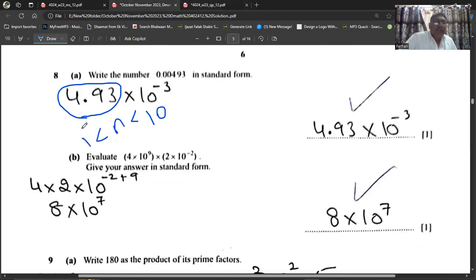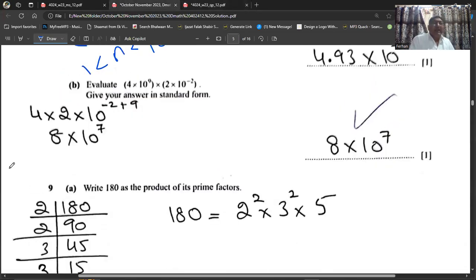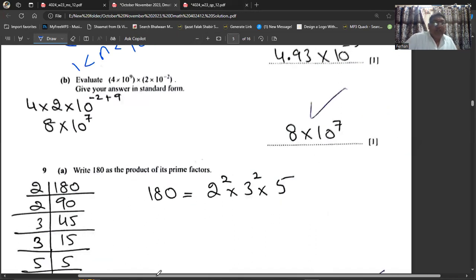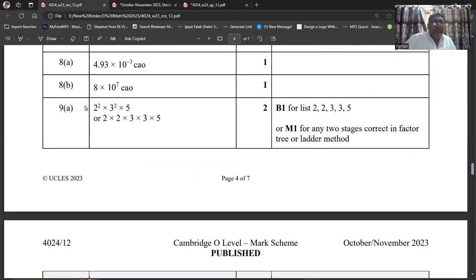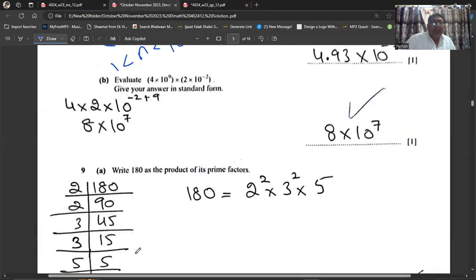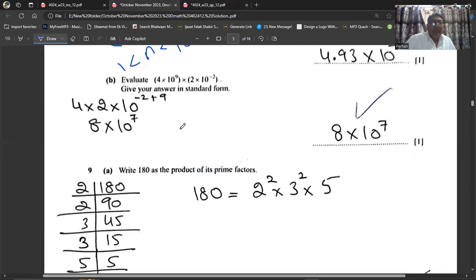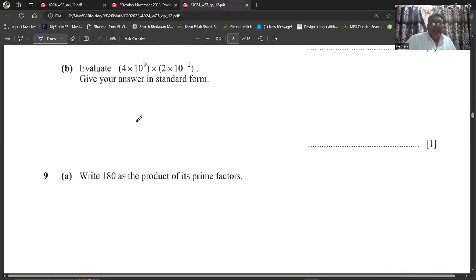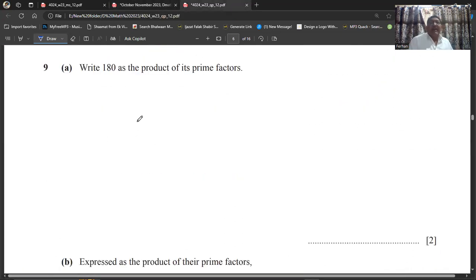4 2s are 8. So you will have 8 expo 7. That is the right answer. Hopefully you understand.